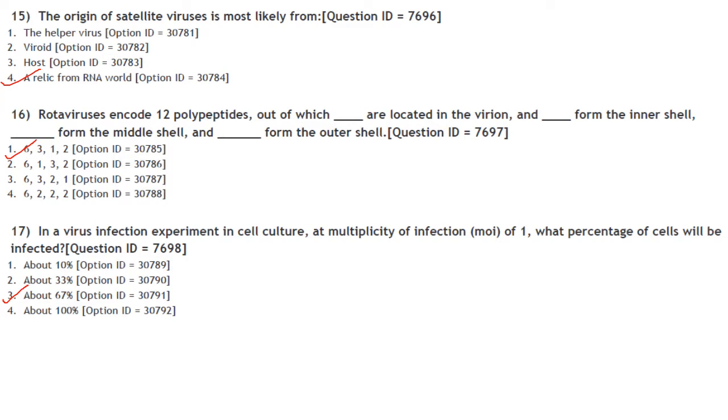In a virus infection experiment in cell culture, at a multiplicity of infection, MOI, of 1, what percentage of cells will be infected? So the probability of cells that will be infected is given by P = 1 minus e raised to minus MOI. So 1 minus e raised to minus 1, if you substitute, you will get approximately 0.63 or 63%. As per the options, the answer nearest to 63 is about 67%. So answer is option 3.